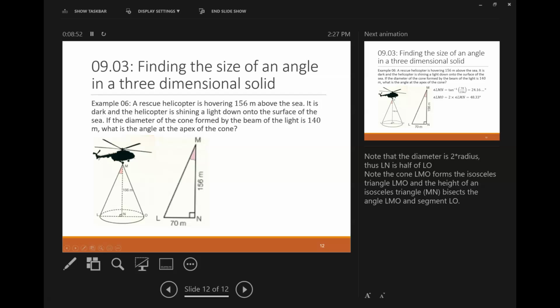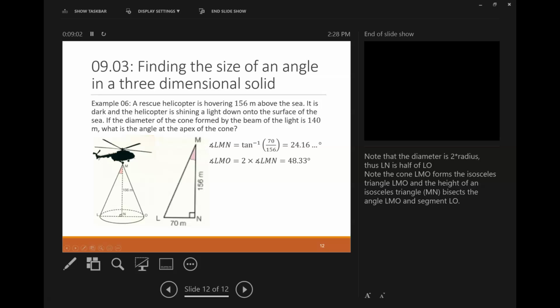So I know the height is 156. We knew the diameter was 140, so that's how I got 70 for the radius. And we can just use tangent inverse to get 24 and change, and then we multiply by 2 to get our answer. Is everybody okay there? Oh, good. We're done.